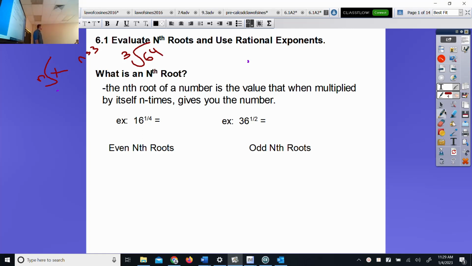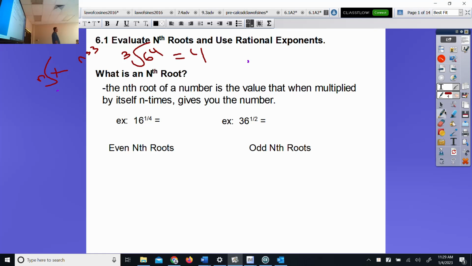Speaking of which, what is the cubic root of 64? 4. Ideally, you know that. It's 4. So nth root is just the value that when multiplied by itself n times gives you the number. I did something different here. I put exponential form right there.